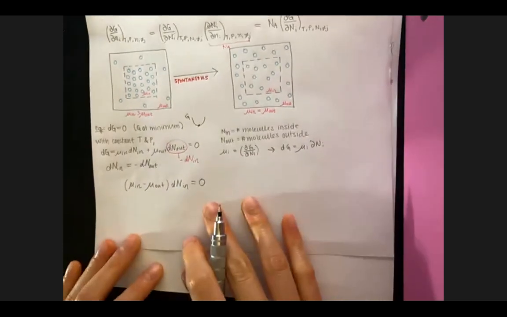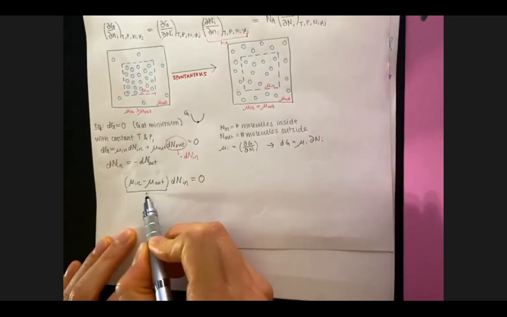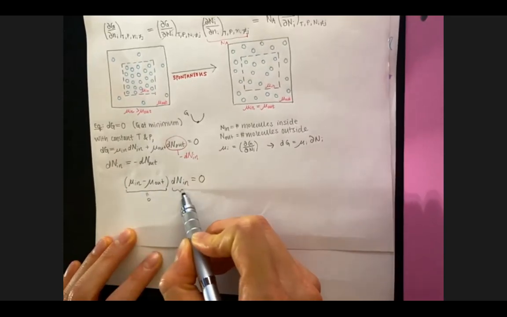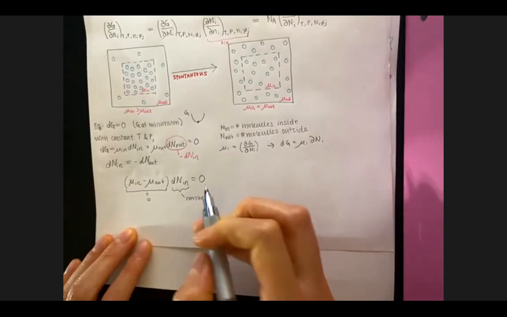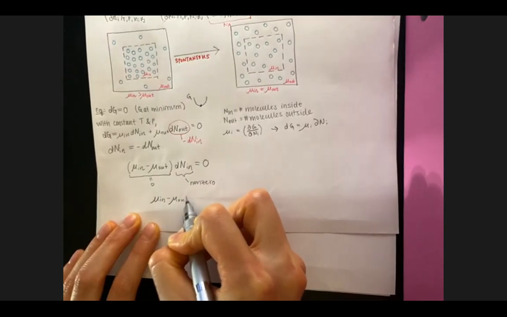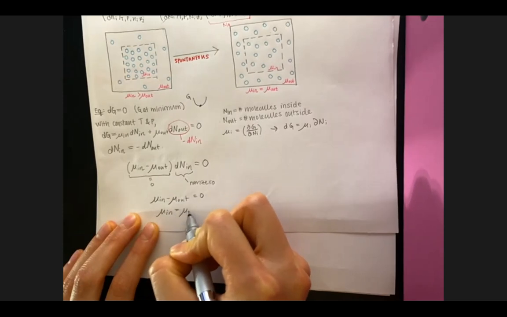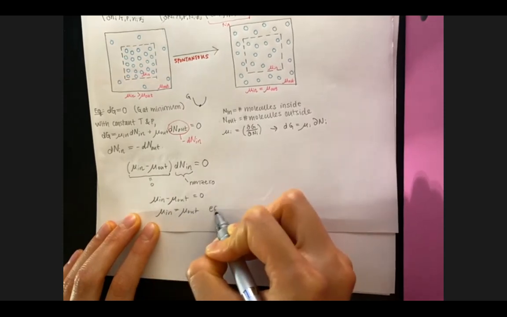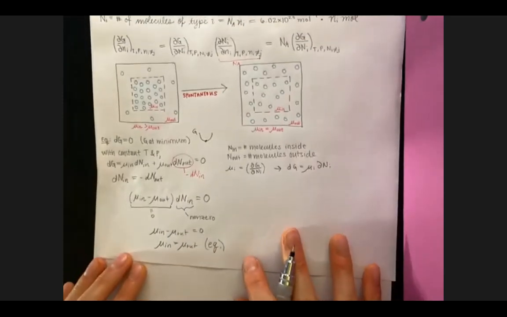And for this equation to always be 0, this term has to be 0, because this can be a non-zero term. And so what we are left with is this. And this is equilibrium. Okay. Any questions on that?